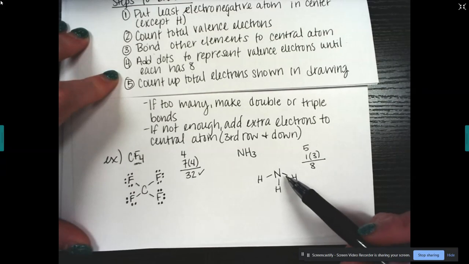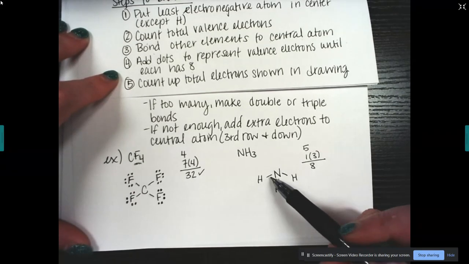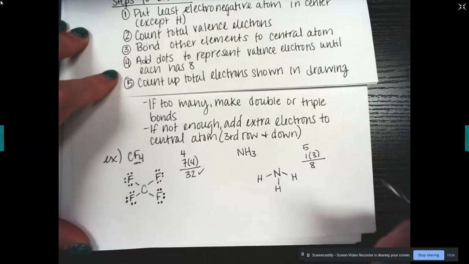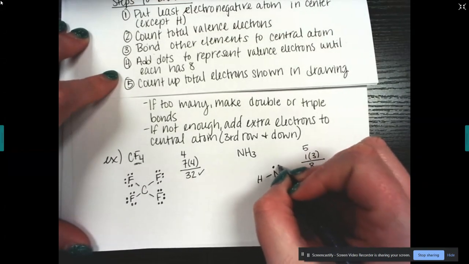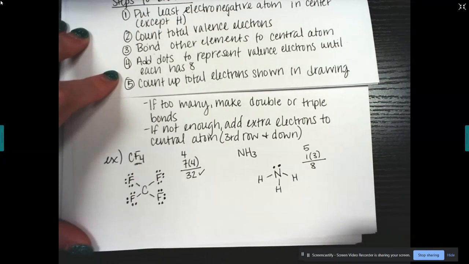In my drawing right now, how many do I have around my nitrogen? 6, because each of these bonds is 2. So I just need 2 more dots on the nitrogen. So I'm going to put them somewhere that I don't have a bond. Okay? I'm going to add 2 dots. Yeah. So what does this show? Like how we use this?